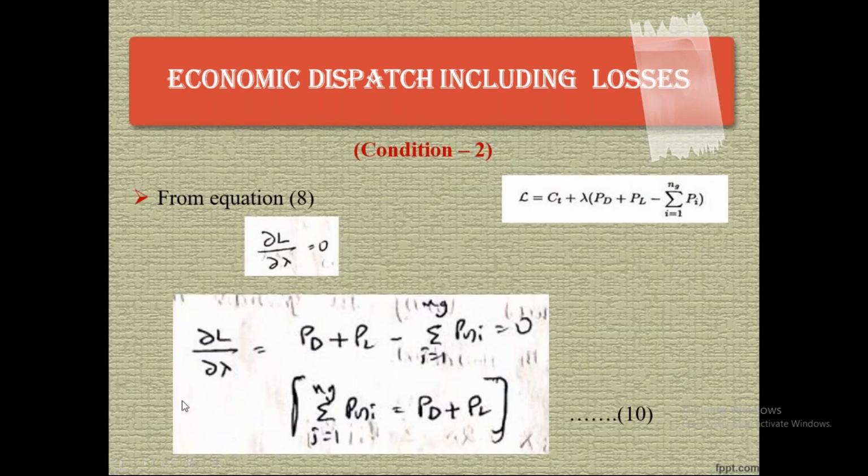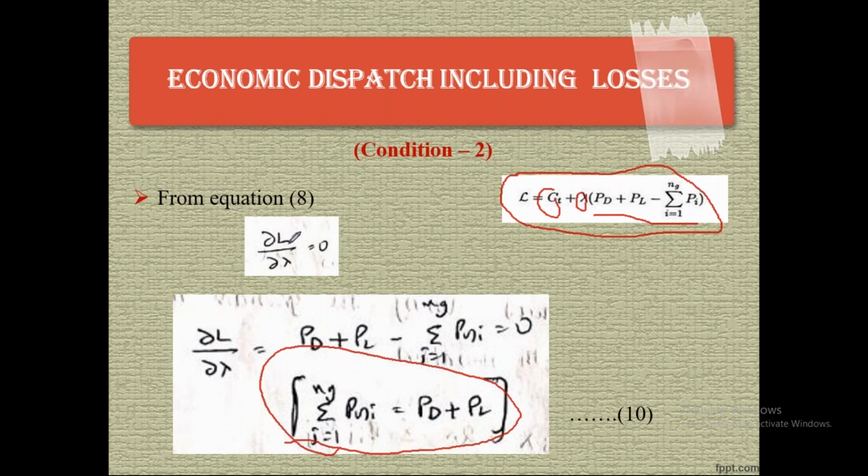Next, condition 2. What is our condition 2? We have to differentiate the Lagrange equation with respect to lambda. So this is the equation of L, and we differentiate it with respect to lambda. This term becomes 0, and this becomes 1, and finally we get the equation PD + PL − ΣPGi = 0. Finally, we get the power balance equation. So this is condition 2. We derived that equation, which is called the energy balance equation or power balance equation.